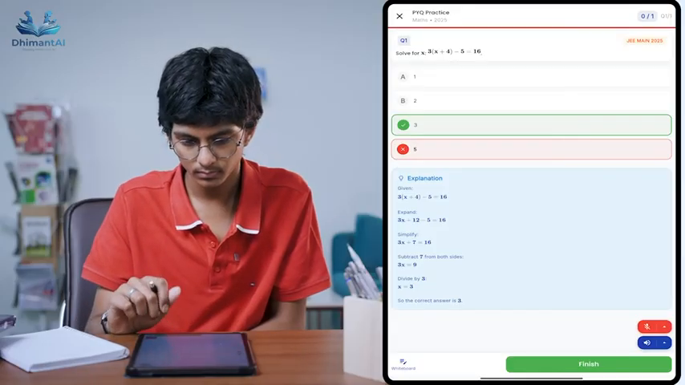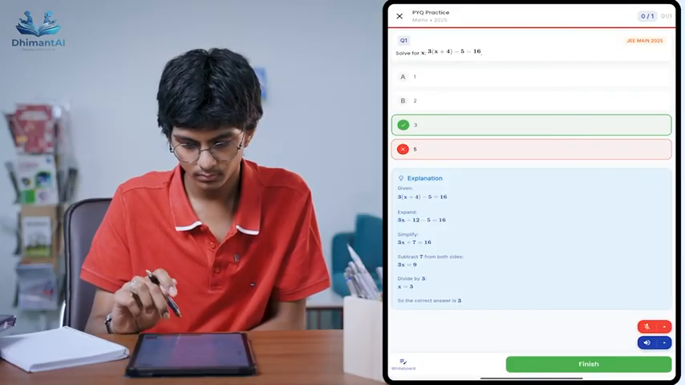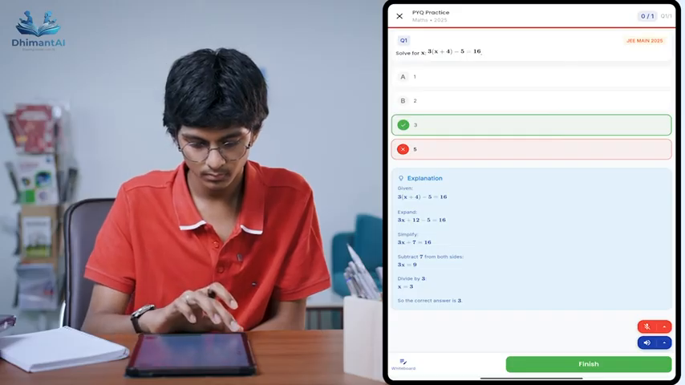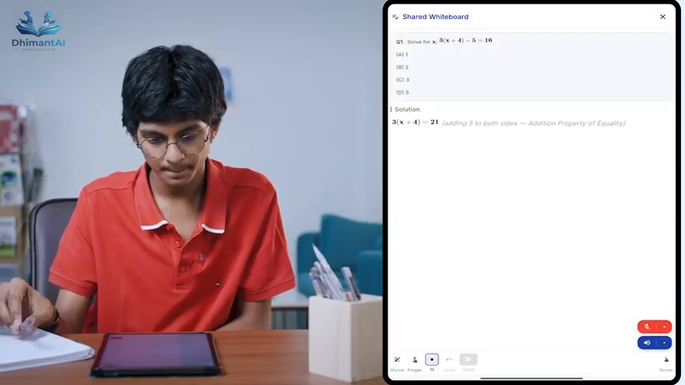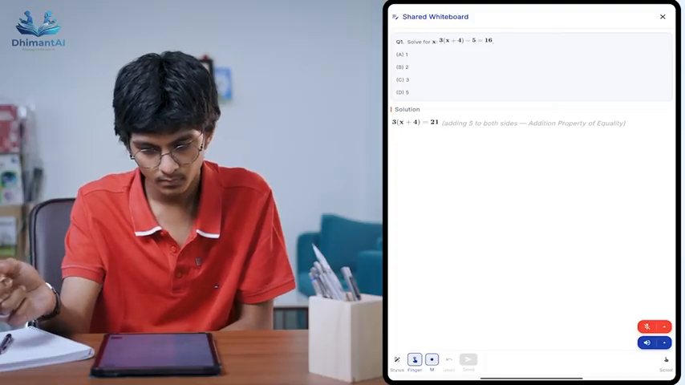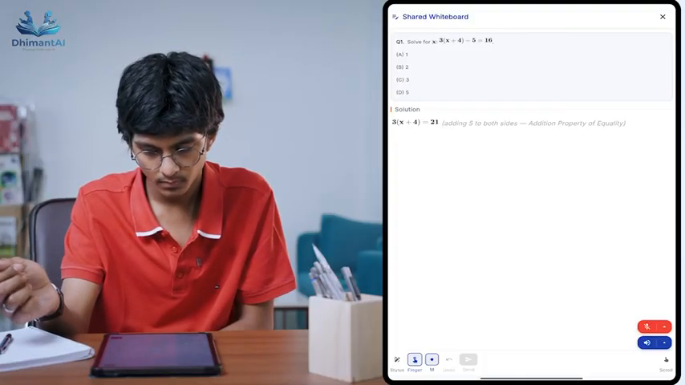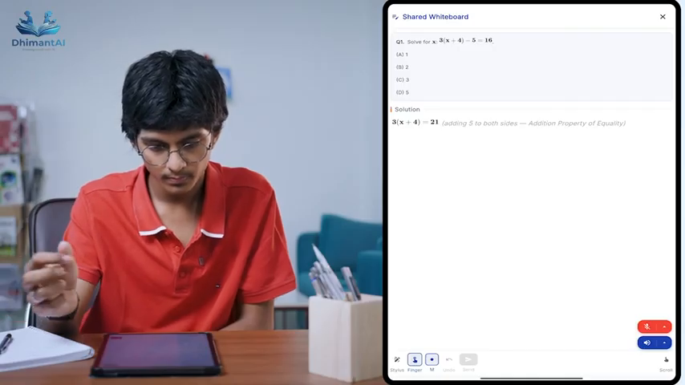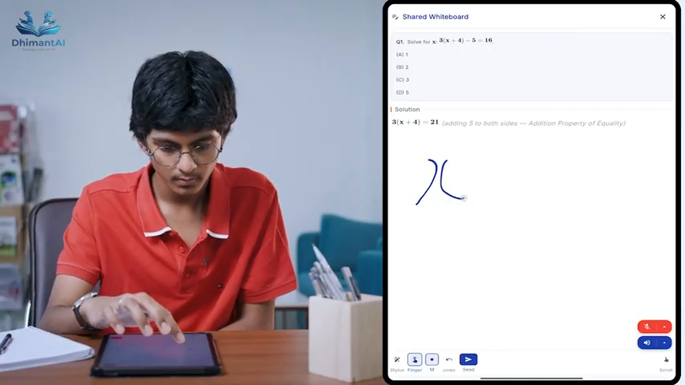That's not quite right. Let's work through this together. Check the whiteboard. We added 5 to both sides to isolate the term with x. What do you think is the best next step to get closer to finding x?